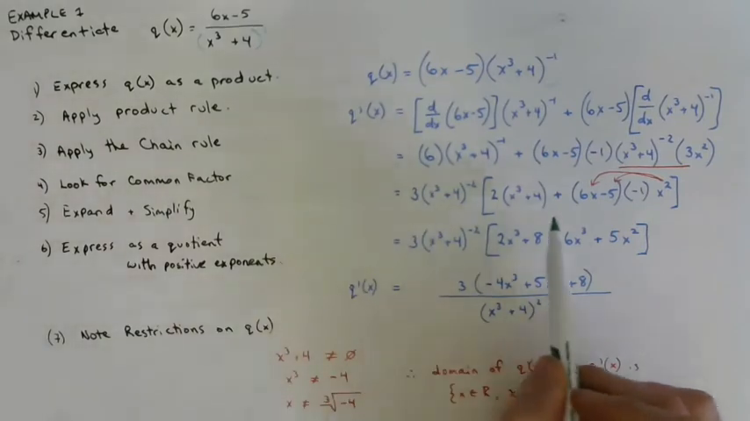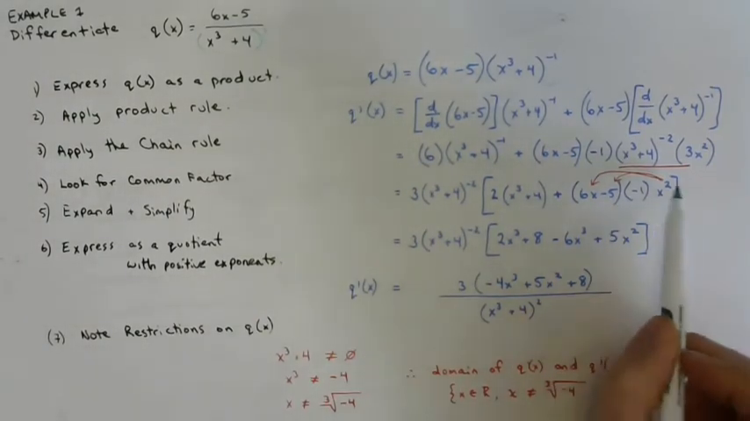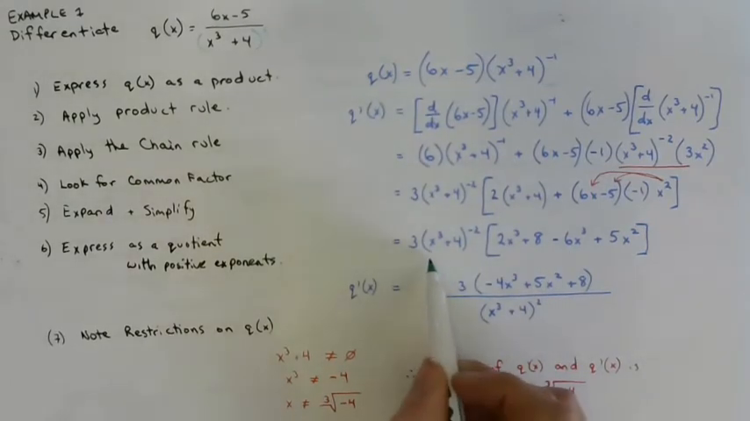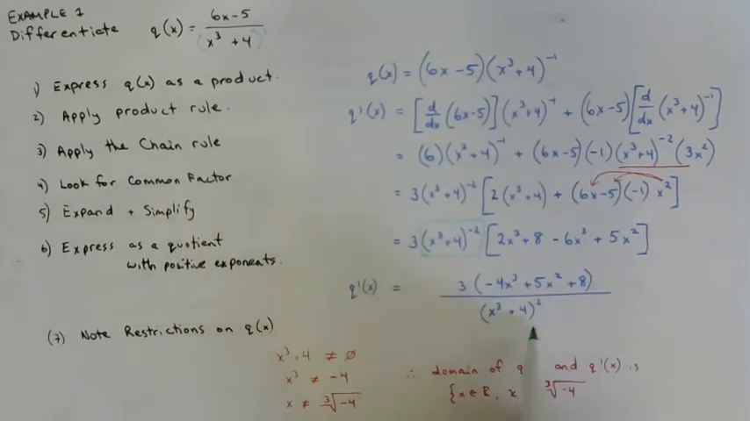And from there, it is algebra, being careful, simplifying, expanding, simplifying, look for a common factor. That's going to allow us to put this thing back into the denominator, which is what we did in the last step. And then the domain of both is dependent on the domain of q of x. Q prime of x will be undefined everywhere that q of x is undefined.